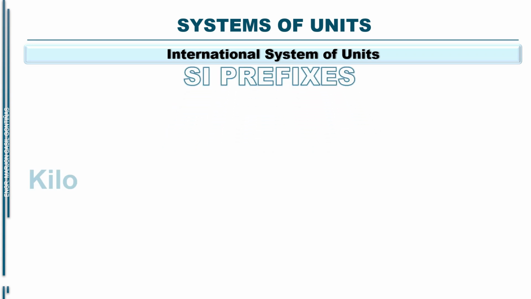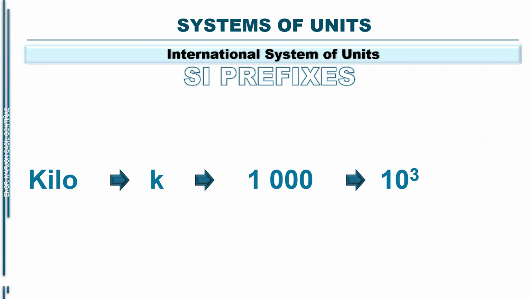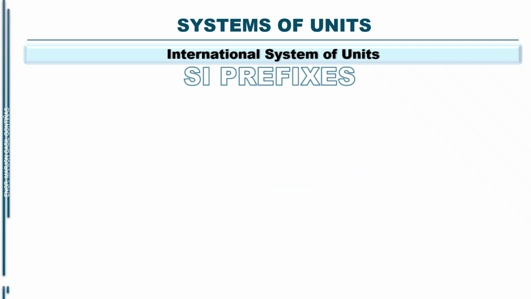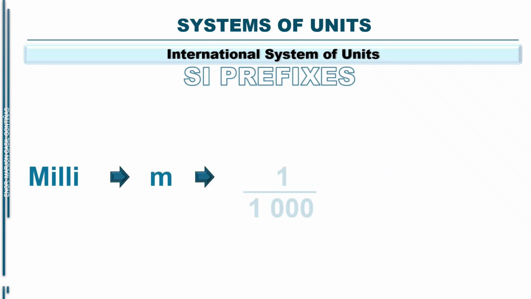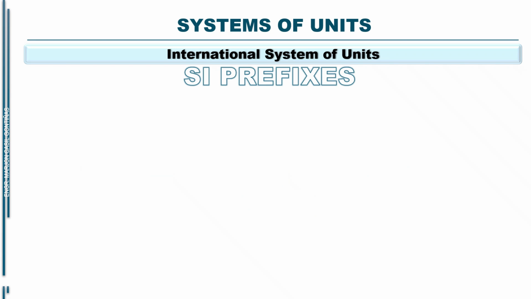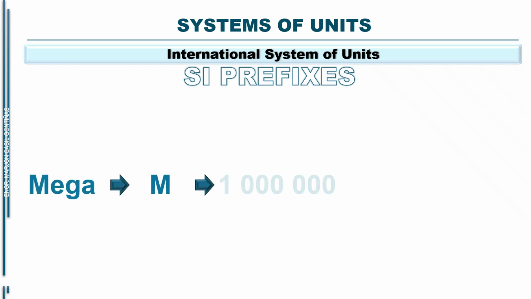Kilo, with the symbol small letter k, means 1,000, or 10 to the power of 3. Milli, with the symbol small letter m, means 1,000th, or 10 to the power of negative 3. And mega, with the symbol capital letter M, means 1 million, or 10 to the power of 6.